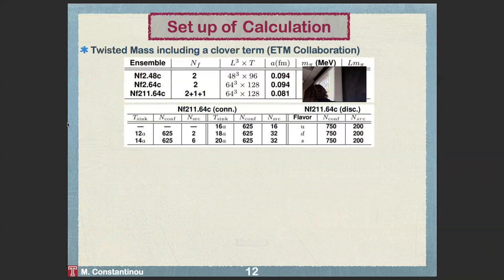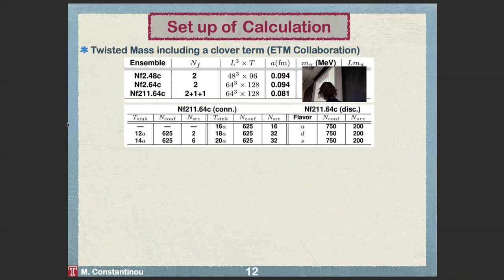The results I will show in a moment have been extracted by the ETM collaboration using a specific formulation called twisted mass. For the form factors, we have three ensembles, all of them at the physical point. Each one has an improvement from the previous one, for example, larger volumes or number of dynamical flavors. And this allows us to study volume effects, for example, and quenching effects. And as you can see, all of them are at the physical point.